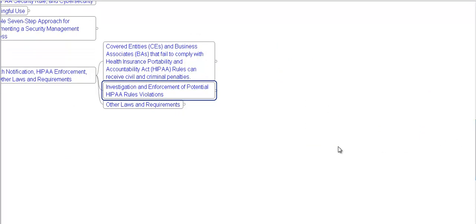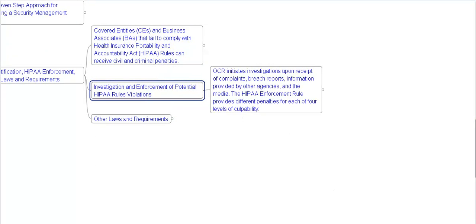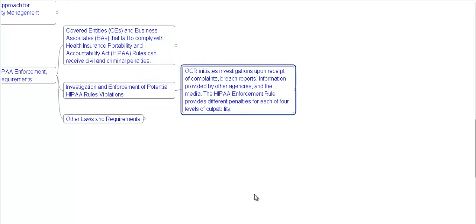Investigation and enforcement of potential HIPAA rule violation. OCR, the Office for Civil Rights, investigates upon receipt of complaints, breach reports, and information provided by other agencies and the media. The HIPAA enforcement rule provides different penalties for each of 4 levels of culpability.